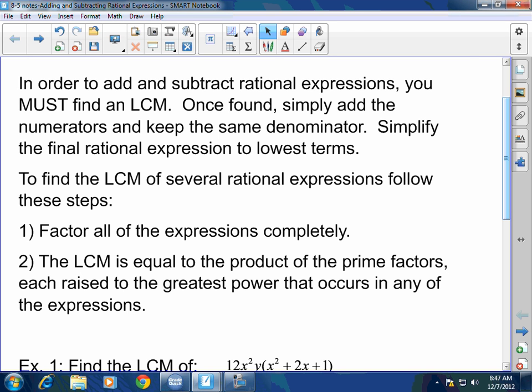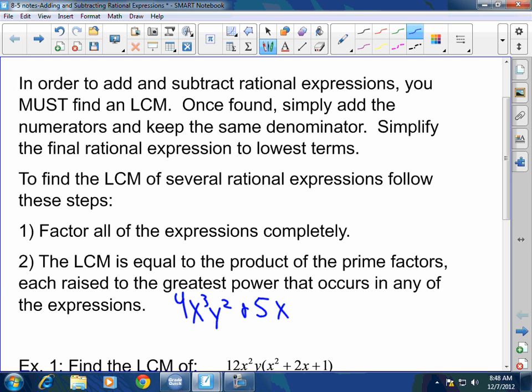Let me explain what that last part meant. I don't know if you guys remember, but we did Mickey Mouse LCM a little bit ago. Remember when we did something like this? What's the least common multiple of, let's say, 4x cubed y squared, and let's say, 5x y to the fifth? Remember, the numbers are easy, right? The least common multiple here is 20.